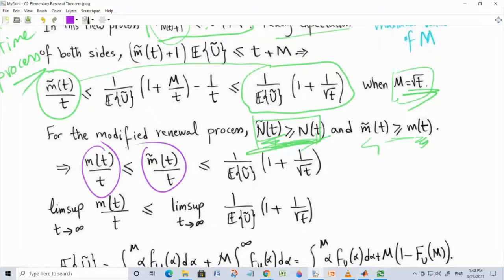Okay, so the nice thing is that now the inequality that is established for the new renewal process, at least for the left-hand side, can be replaced by m(t) over t. It's less than or equal to this guy, and it is less than or equal to that guy. We still have a tiny problem, which is that this quantity here is not the expectation of U, it is the expectation of Ũ. So it's the mean inter-arrival time, but for the modified process, not for the original process.